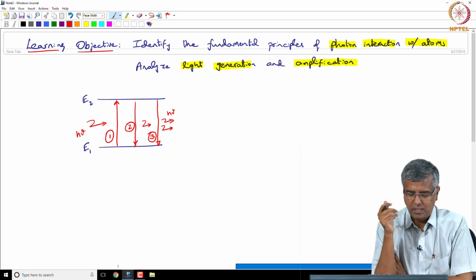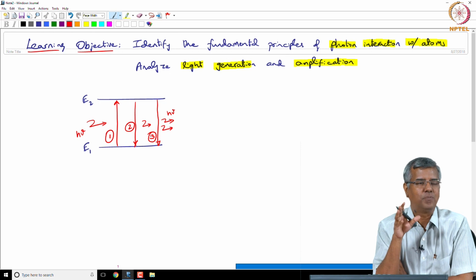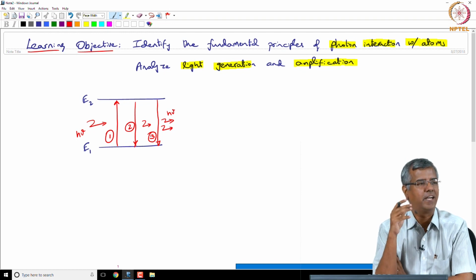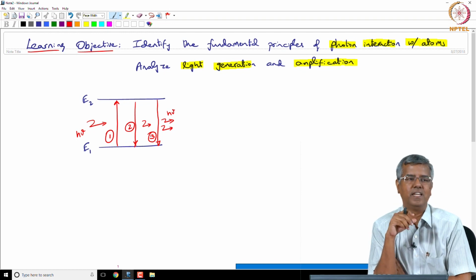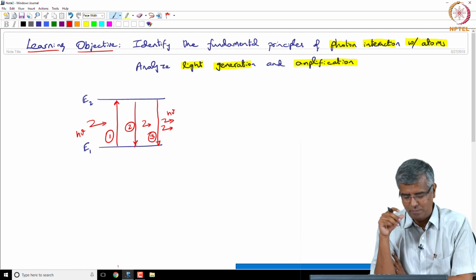Well, yeah, the question is, why is the frequency the same? At this point, we are just considering two energy levels. Okay, we will go on to the picture where we consider a band of energy levels in the excited state and a band of energy levels in the ground state and all. We will come to that.